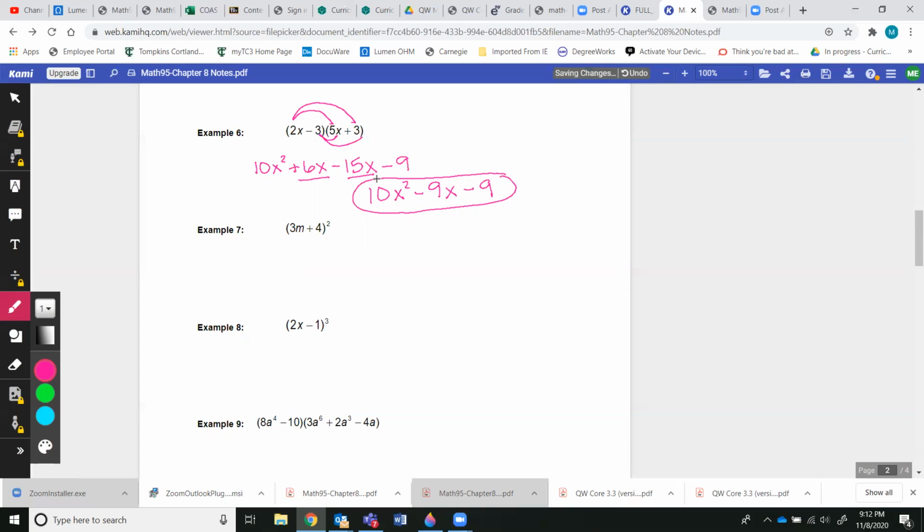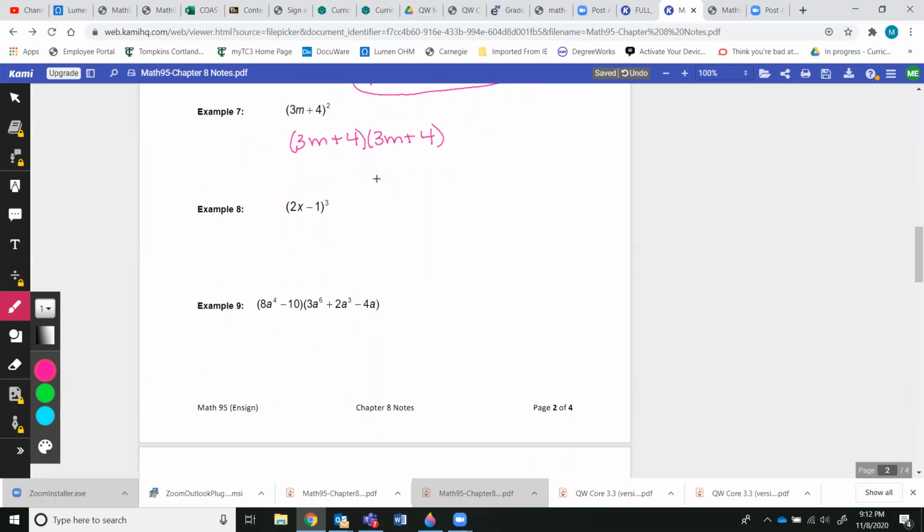We did do example 7 in class. You can look at the completed notes for that, but just remember that when I square something, it means I have to multiply it by itself. So I multiply this by itself. I have to write it out like that and then go ahead and multiply it. I can't just square the first and square the second. So if I go on to example 8, you will see this also.